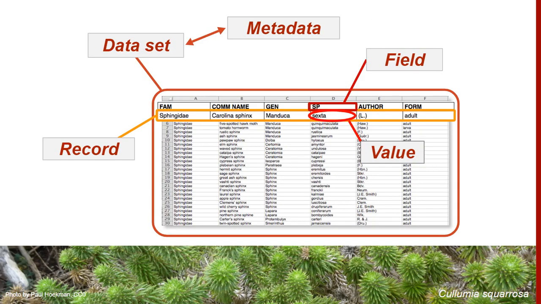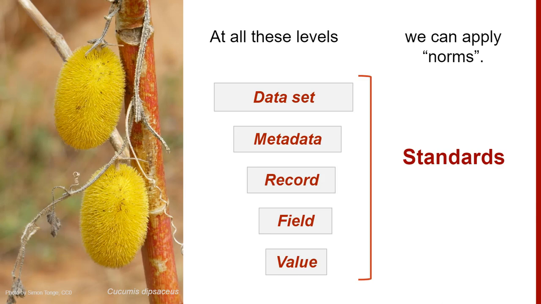Summarizing, we have datasets that are described by metadata. Those datasets are made up of records, which have fields, and for each field, in each record, there will be a certain value. This is important to keep in mind because at all of those levels, dataset, metadata, records, fields, and values, some rules or standards can be applied.